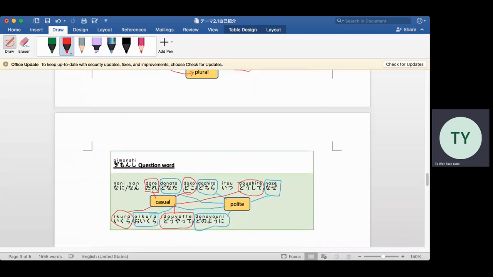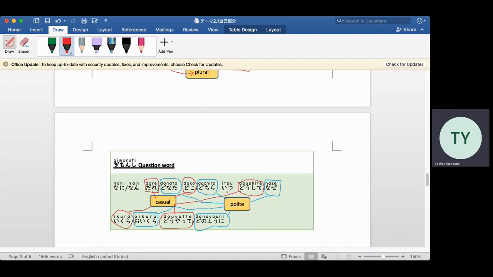Question words. Nani or nan, same meaning, means what? When to use nani and when to use nan, you have to read a lot, because I cannot list it out for you guys. It depends on the word after that, so it changes accordingly. Either use nani or nan, but both mean what. Dare, donata mean who, siapa. Dare is casual, donata is polite. Doko or dochira means where. Doko is casual, dochira is polite.